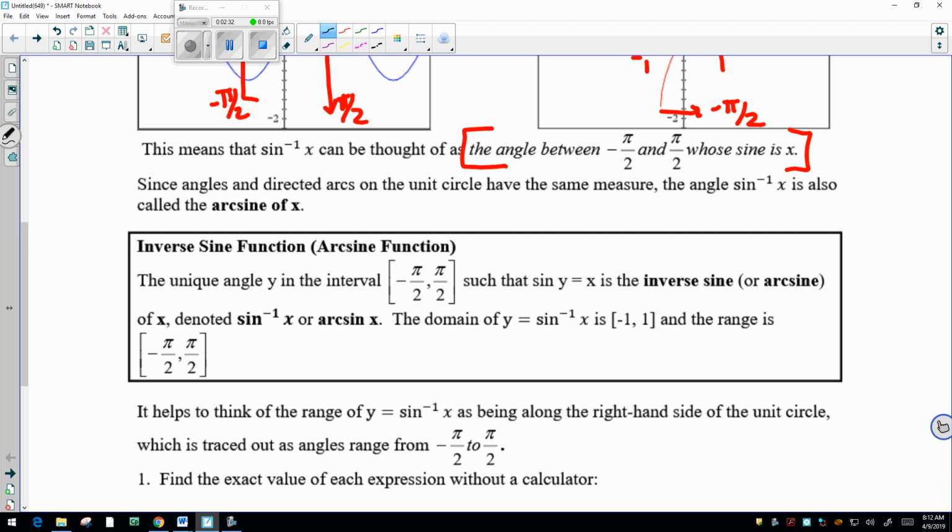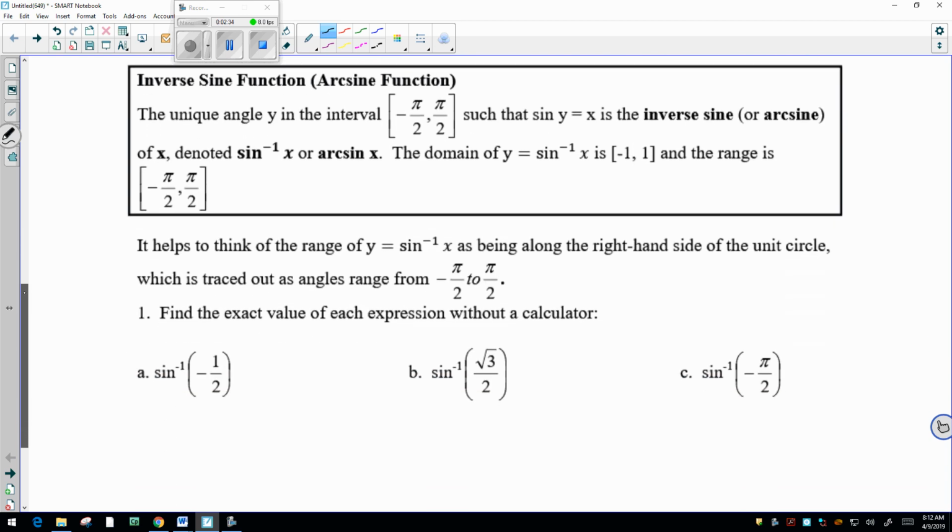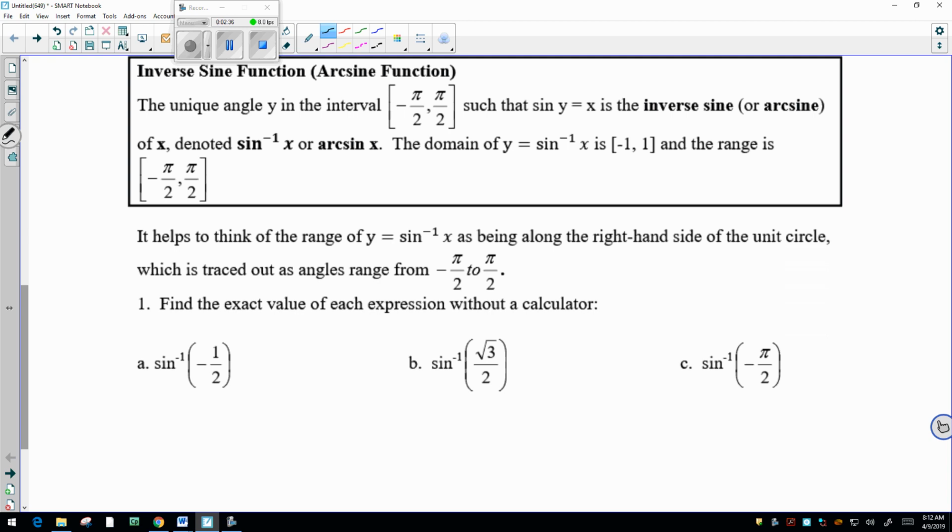Okay, so thinking about this now, knowing that we have our domain restricted between negative pi over 2 and positive pi over 2, this means our answers are only going to be found in either quadrant 1 or quadrant 4. But keep in mind, to get to quadrant 4, we're going backwards. So anything in quadrant 4 is going to be a negative value. We're going to have a negative angle associated with it.